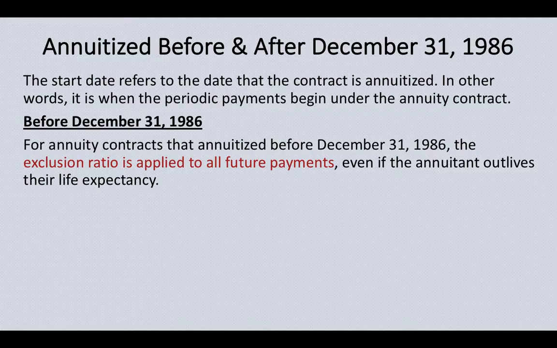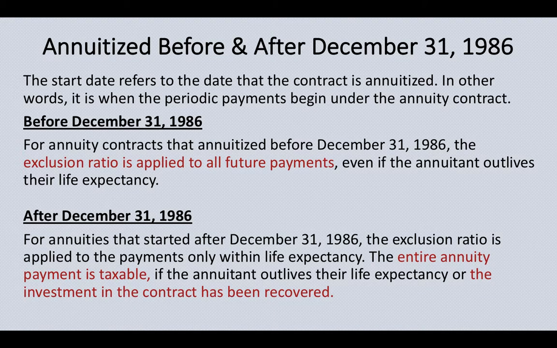But the IRS didn't care back then. They basically said, just continue to use the exclusion ratio. So of your $2,000 income, only $500 is taxed. In that situation, you are lucky if your policy was annuitized before December 31st, 1986.